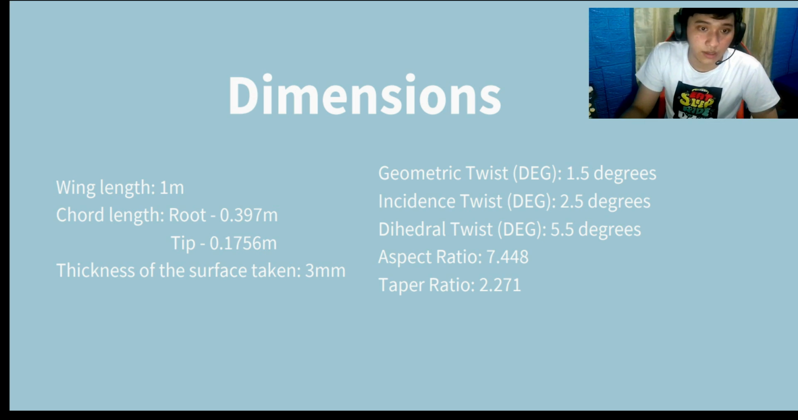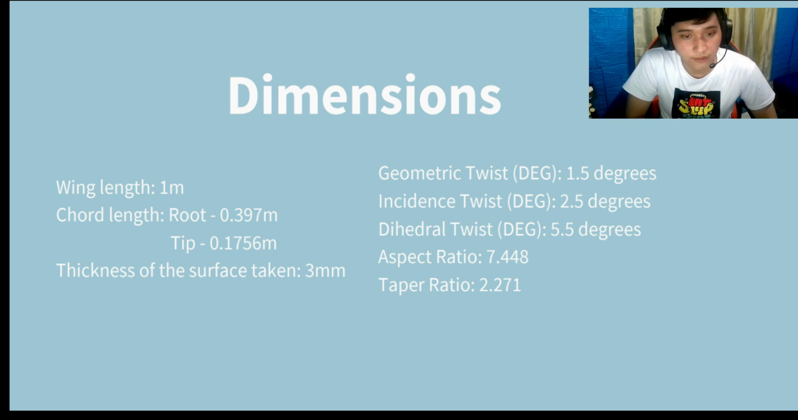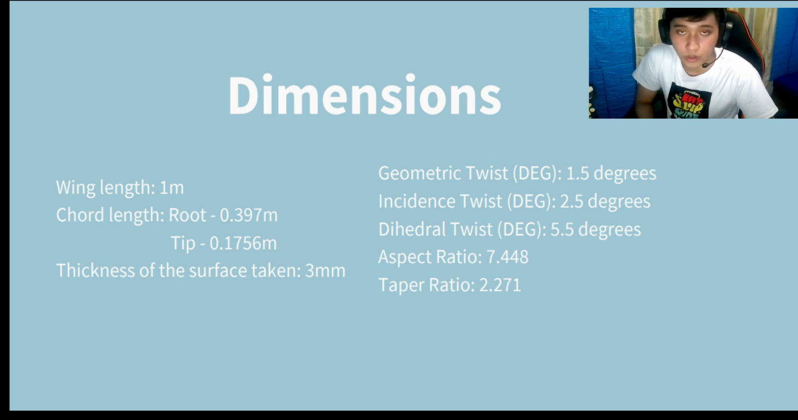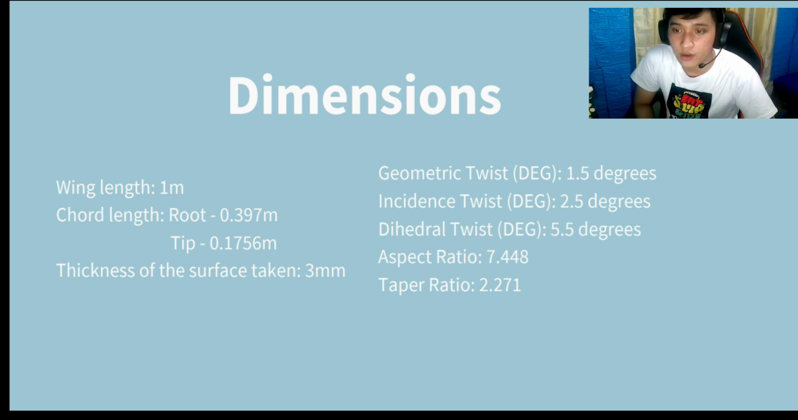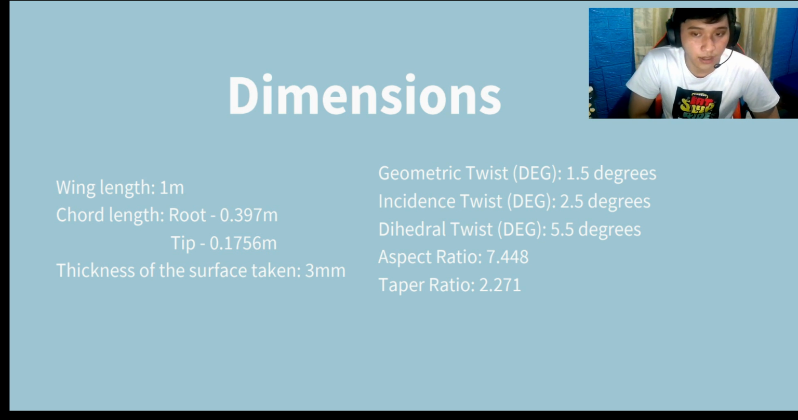For our dimensions, we have the wing length, which is 1 meter, and our root and tip length, which for the root is 0.397 meters, and for our tip, we have 0.1756 meters. For our thickness of the surface taken, it would be 3 millimeters. For our geometric twist, we have 1.5 degrees. Our incidence twist is 2.5 degrees. And our dihedral twist is 5.5 degrees. For our aspect ratio, we have 7.448, and our taper ratio would be 2.271.